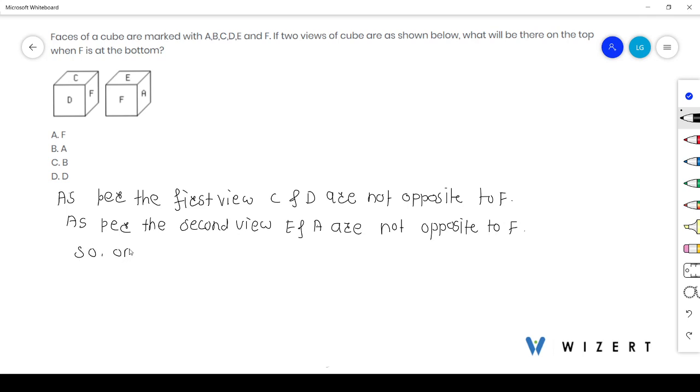So only B is left and has to be opposite to F. So our correct option is option C.